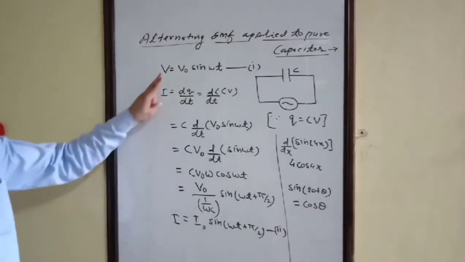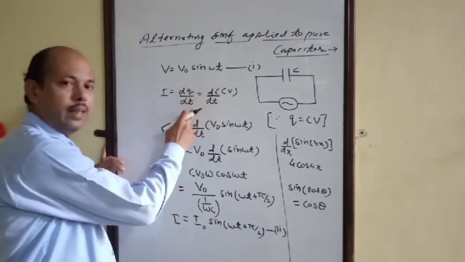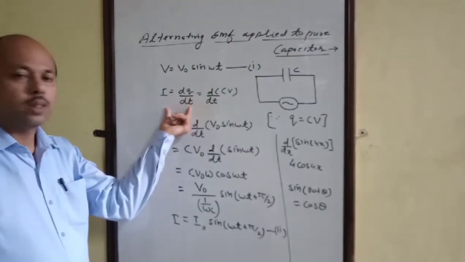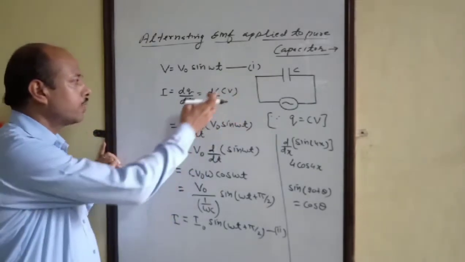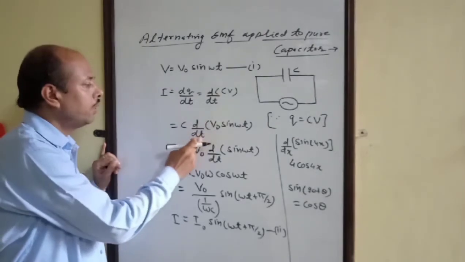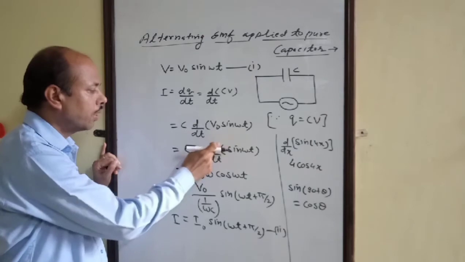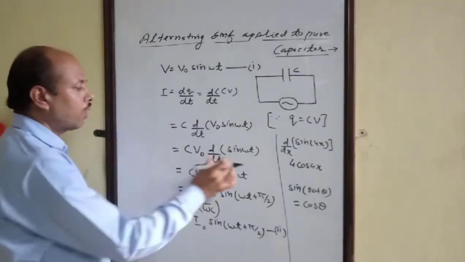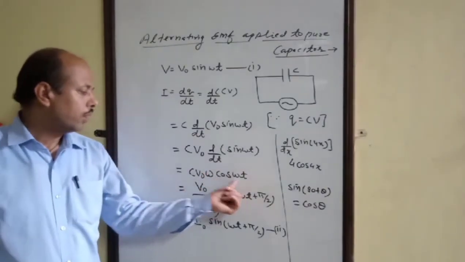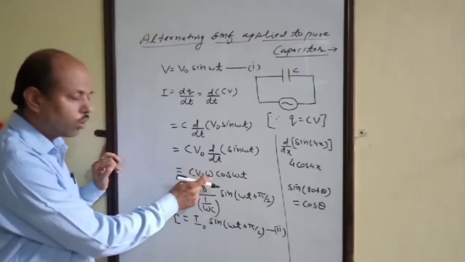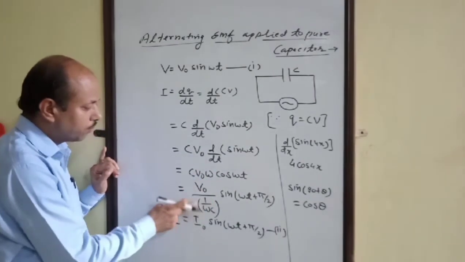Again I am recalling this. V equals V naught sin omega t, and I equals dq by dt. We have to find the current for this. It can be written as d by dt of Cv, and therefore C can be taken out, giving C V naught d by dt of sin omega t. Now the differentiation of sin omega t will be omega cos omega t. Therefore, C V naught omega cos omega t. And now we have arranged this equation in this manner.